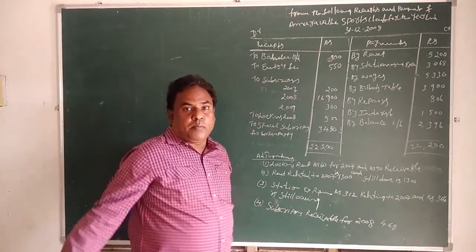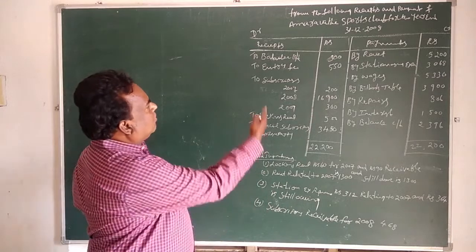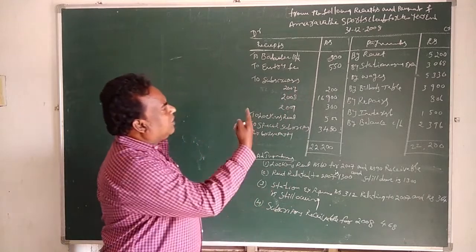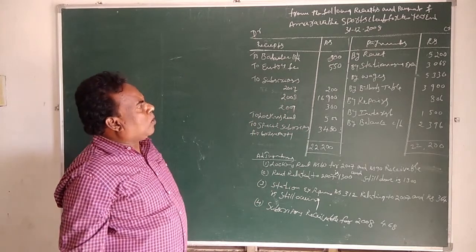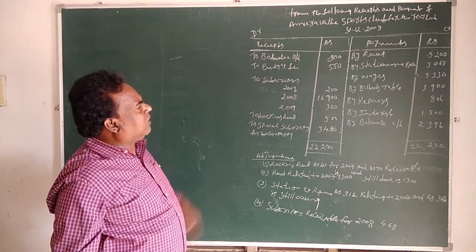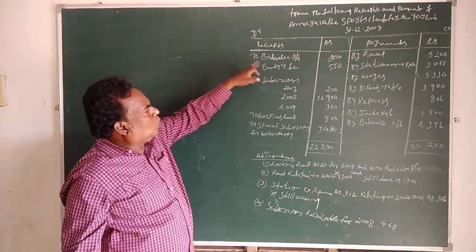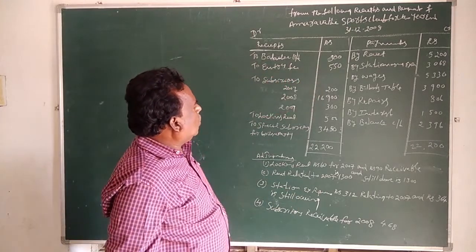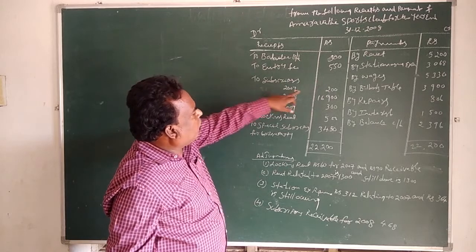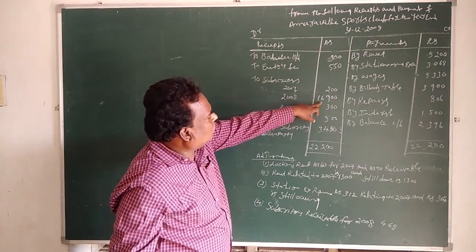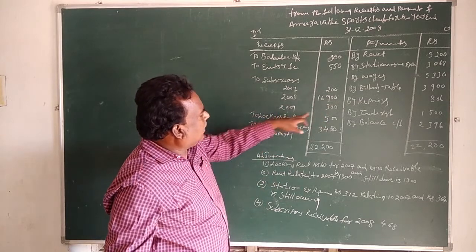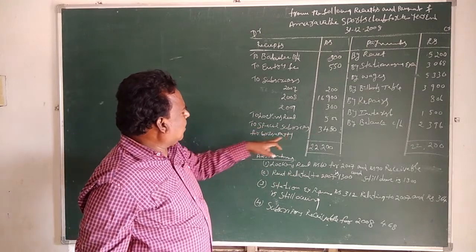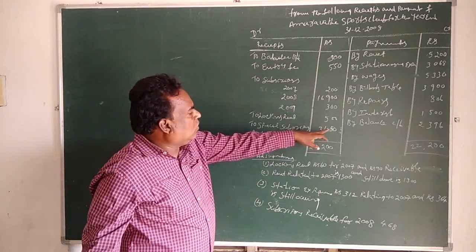One more problem regarding non-profit organization. From the following receipts and payments account of Amaravati Sports Club for the year 31st December 2008. Debit side: to balance brought down 300, to entry fee 550, to subscriptions 2007 200, 2008 16,900, 2009 300, to lockers rent 500, to special subscriptions for the government body 3,450.